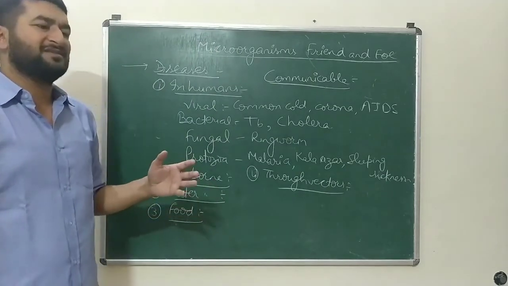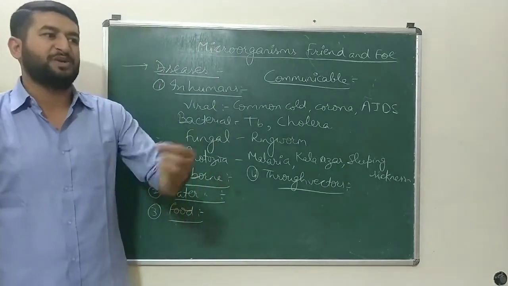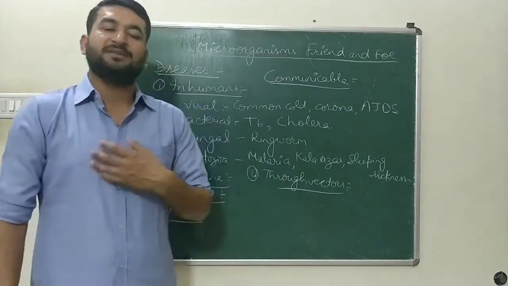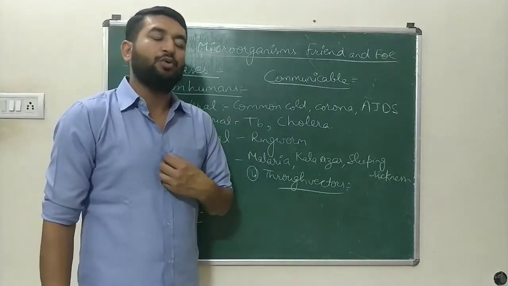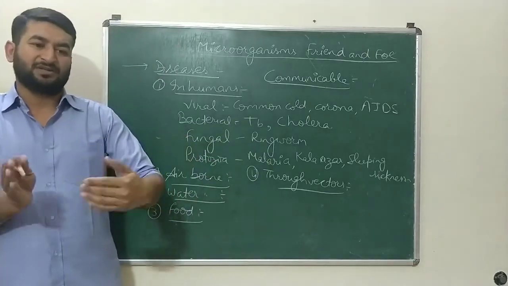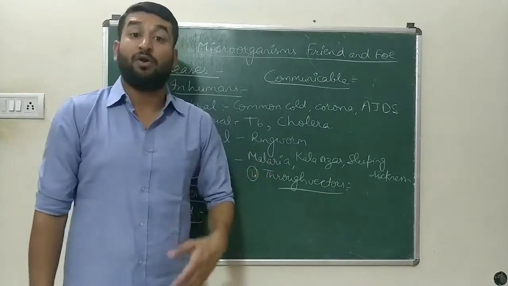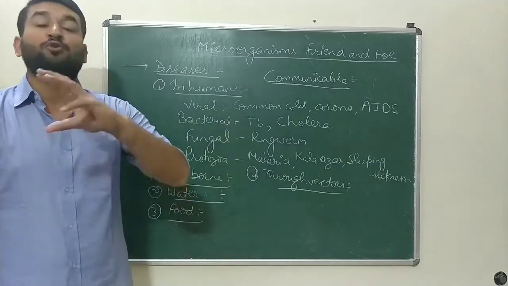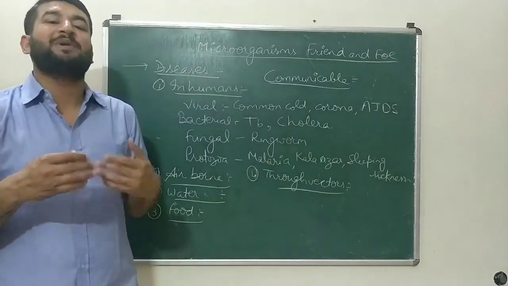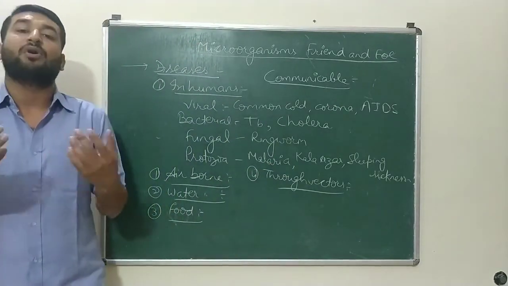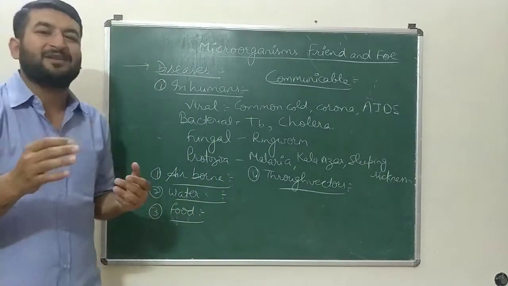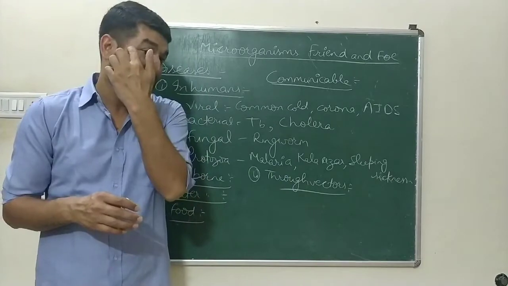Usually the vectors are mosquitoes, which communicate diseases like dengue, malaria, and chikungunya. Certain houseflies also spread various diseases like typhoid and cholera. Next, rats. Rats usually spread plague. Next, dogs. Rabid dogs usually spread rabies. So these are certain vector-borne diseases along with their vectors.